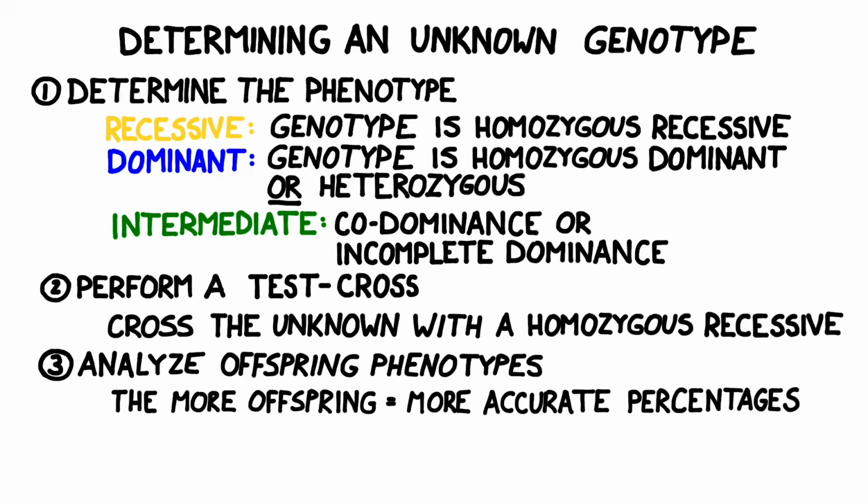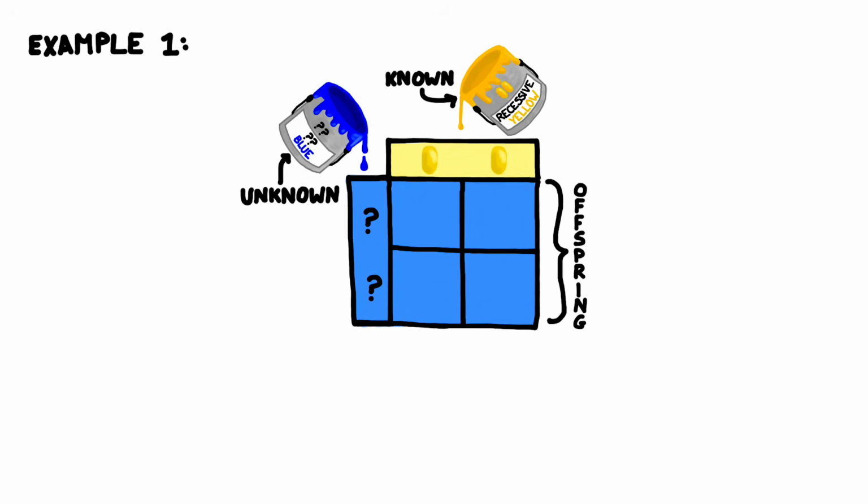The more offspring you can produce, the more accurate your percentages are going to be. The smaller the pool of offspring, the more likely your data is to be skewed. This technique is also much more efficient if you're using it to analyze organisms that reach maturity and reproduce very rapidly. In example 1, the unknown organism has the blue phenotype.